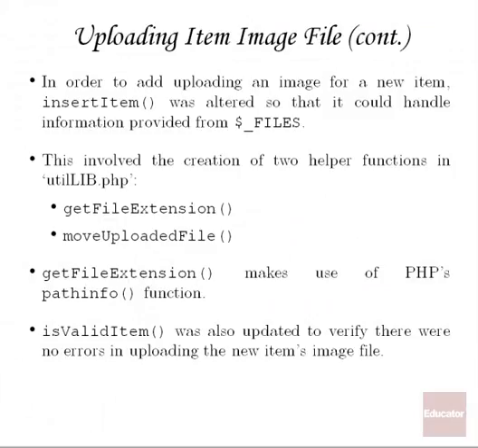So in order to upload an image for a new item, what we're actually going to be doing is updating our insert item function, which in our last lesson added a new item to our items.txt file and also updated the last added.txt file. But we're going to alter this so that it's able to handle the image file upload. And we're going to do that by providing information to it from the files superglobal that PHP provides for us.